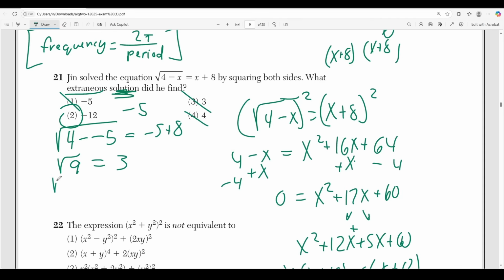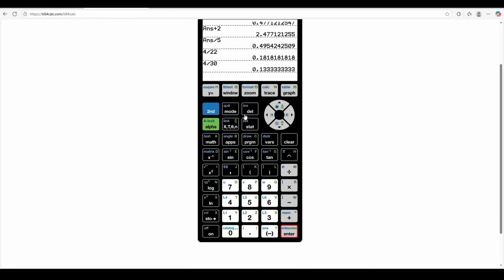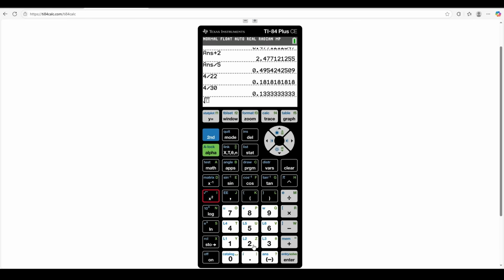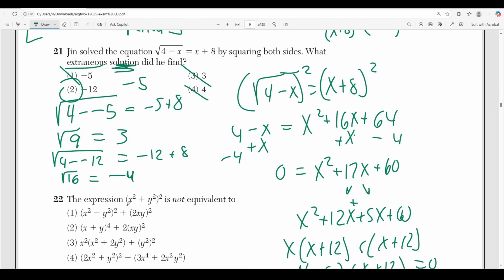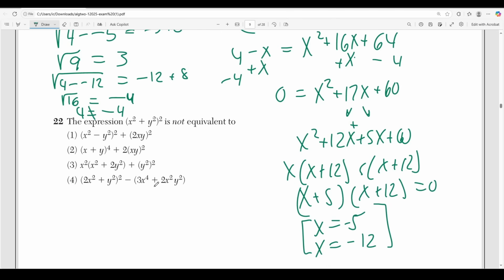And I'll explain it to you this way. If I plug in negative 12, I have 4 minus negative 12. That's equal to negative 12 plus 8. 4 minus negative 12 is the square root of 16. Negative 12 plus 8 is going to be what? Negative 4. If I go in my calculator and I ask it, hey, tell me what the square root of 16 is, it's going to tell me that this is equal to 4. Is 4 equal to negative 4? No, it's not equal to negative 4. So negative 12 is an extraneous solution because it doesn't make both sides equal to one another, okay?